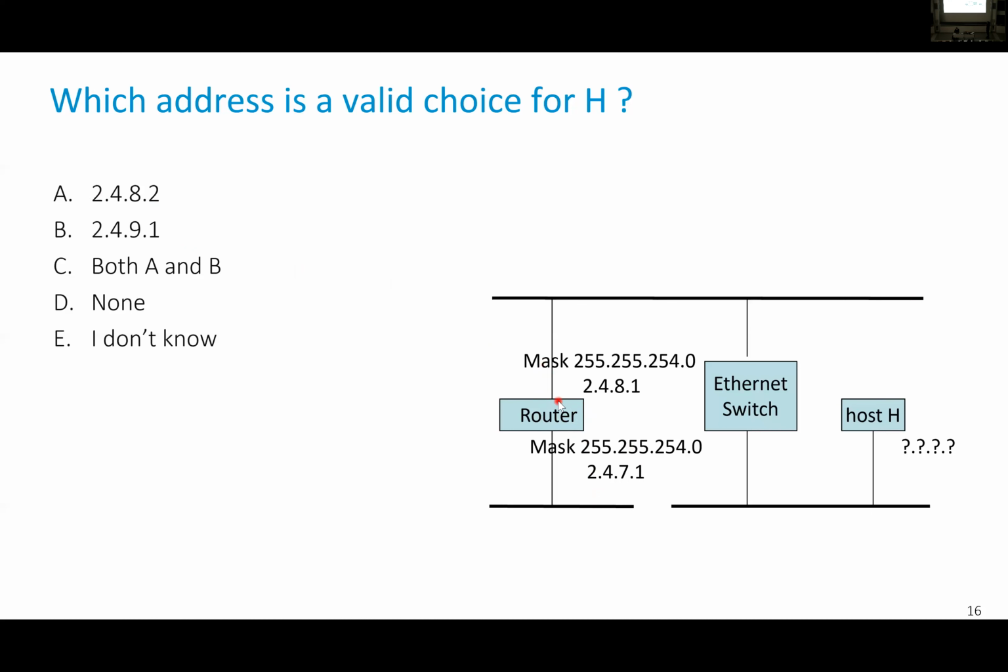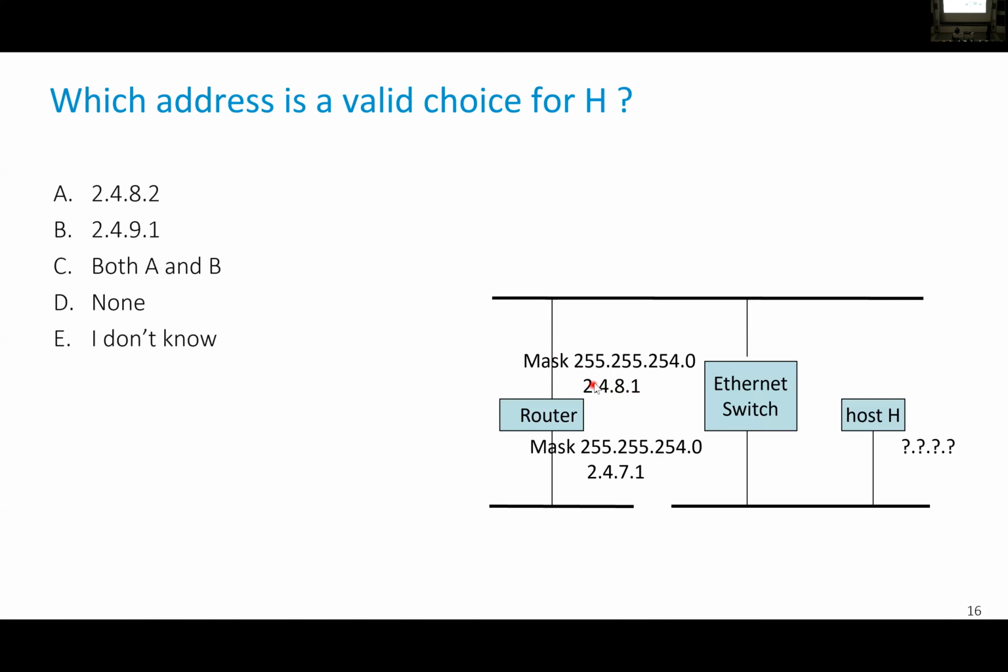Well, the first thing to observe is that the host H is in fact on the same local area network as the north interface of the router. That's the key thing. So the principle of IP says it should have the same mask and the same prefix. So it should have an address that starts with the same 23 bits as this. 2.4.8.2 is therefore a valid address.